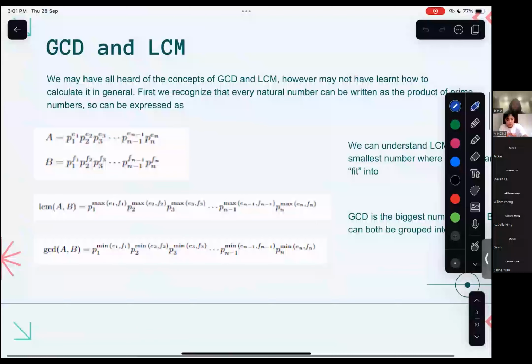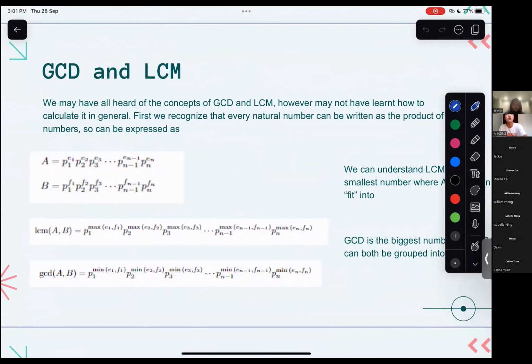Okay, so you guys have probably all heard of the concepts of GCD and LCM. However, you might not have learned how to calculate them properly. GCD stands for greatest common divisor, and LCM stands for lowest common multiple, right? So first, we need to recognize something known as prime factorization. The conclusion is that every single natural number has a unique prime factorization, which means that you can write it as the multiplicative form of a group of primes.